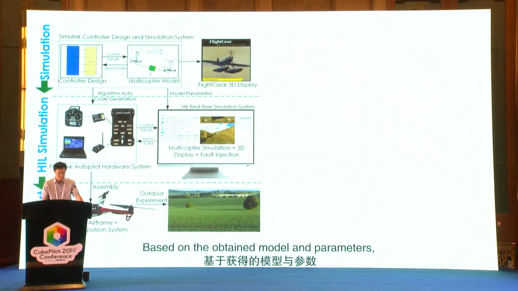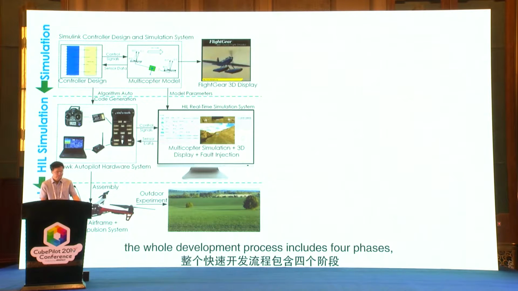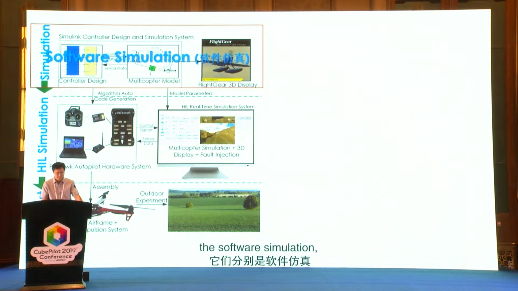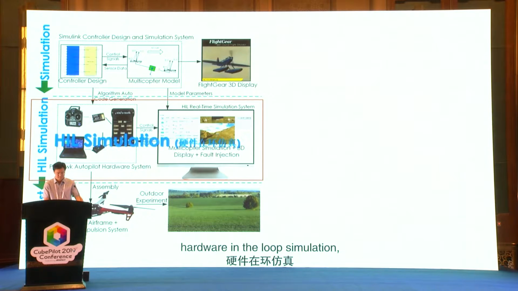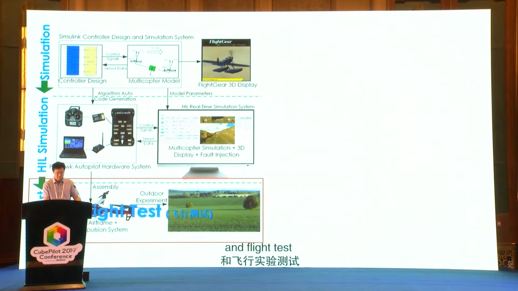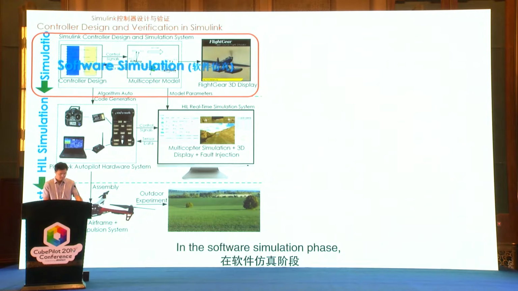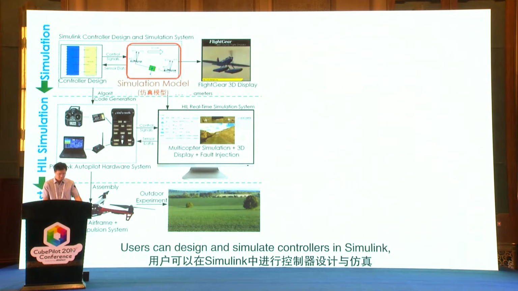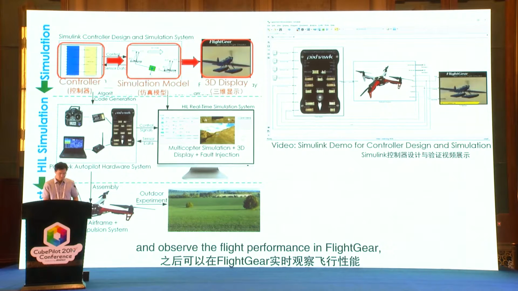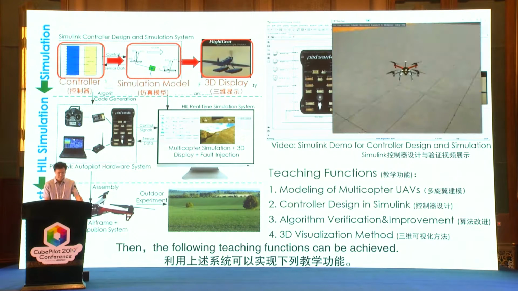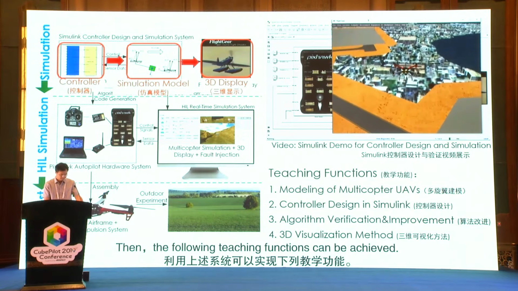Based on the obtained model and parameters, the whole development process includes 4 phases: the software simulation, automatic code generation, hardware-in-the-loop simulation, and flight test. In the software simulation phase, users can design and simulate controllers in Simulink and observe the flight performance in FlightGear. Then, the following teaching functions can be achieved.